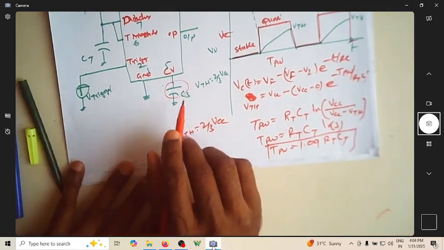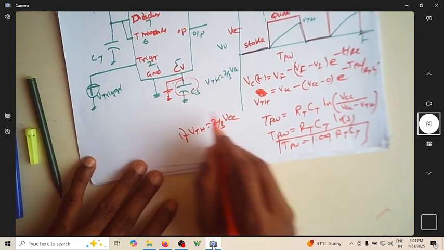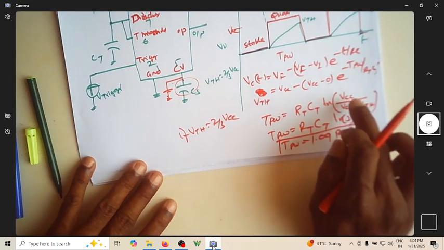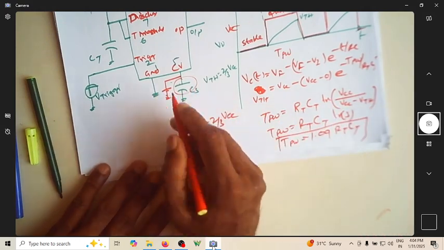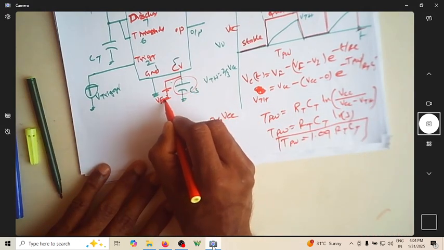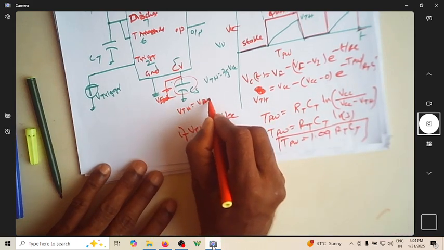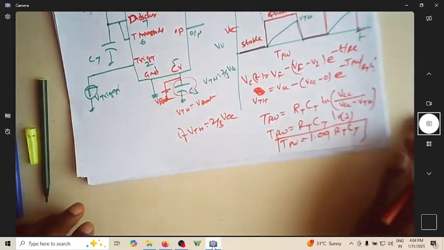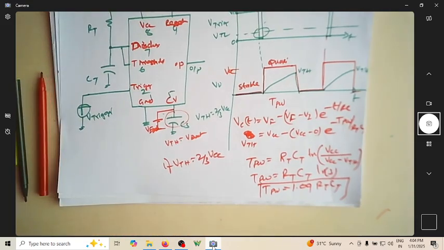This is the pulse width, provided you are not applying any external voltage. Suppose you apply some external source here, then VTH becomes that reference voltage, and the pulse width is RT CT ln of VCC divided by VCC minus this voltage. This is about the monostable multivibrator.